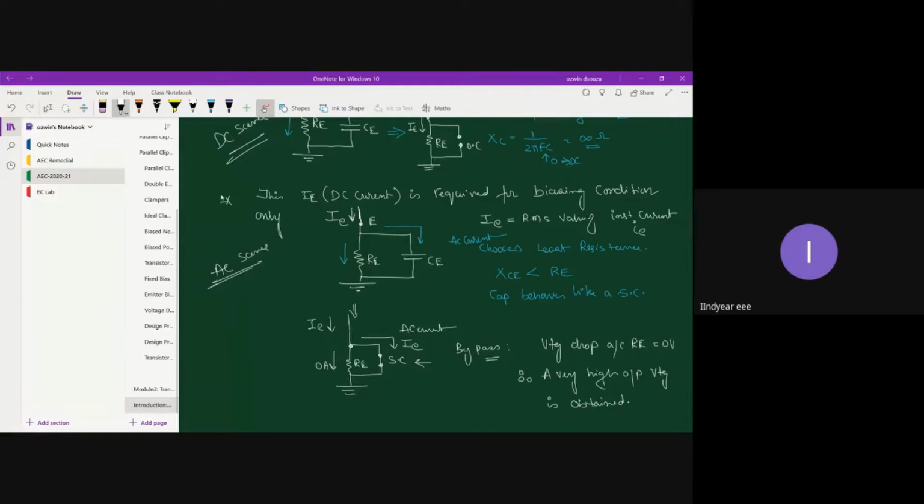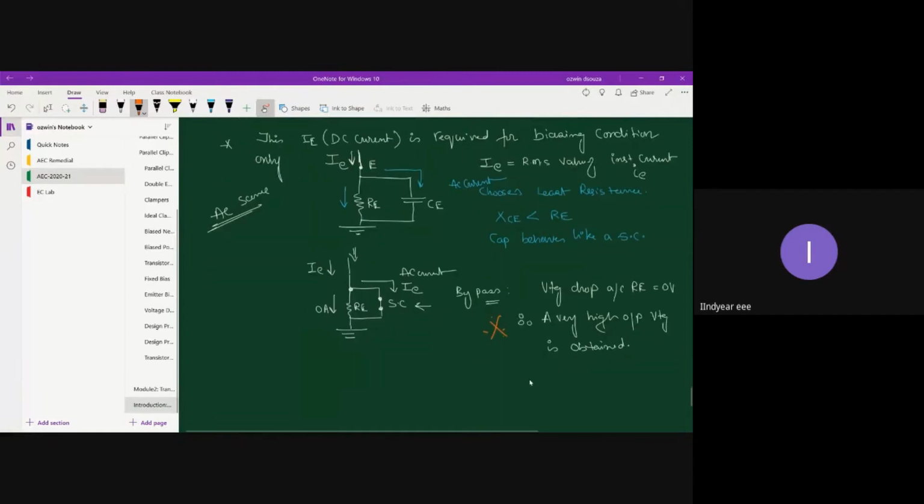Okay, so this is the conclusion. In the presence of bypass capacitor C, against AC current, the bypass capacitor offers a zero reactance path. Hence, the AC signal is safely bypassed through the least resistance path, and due to this the voltage drop across the emitter resistor becomes 0.